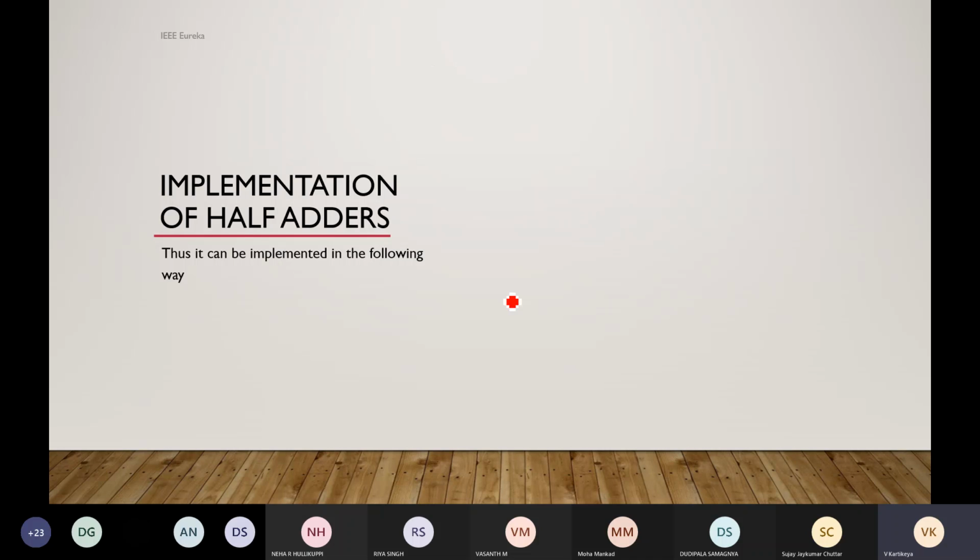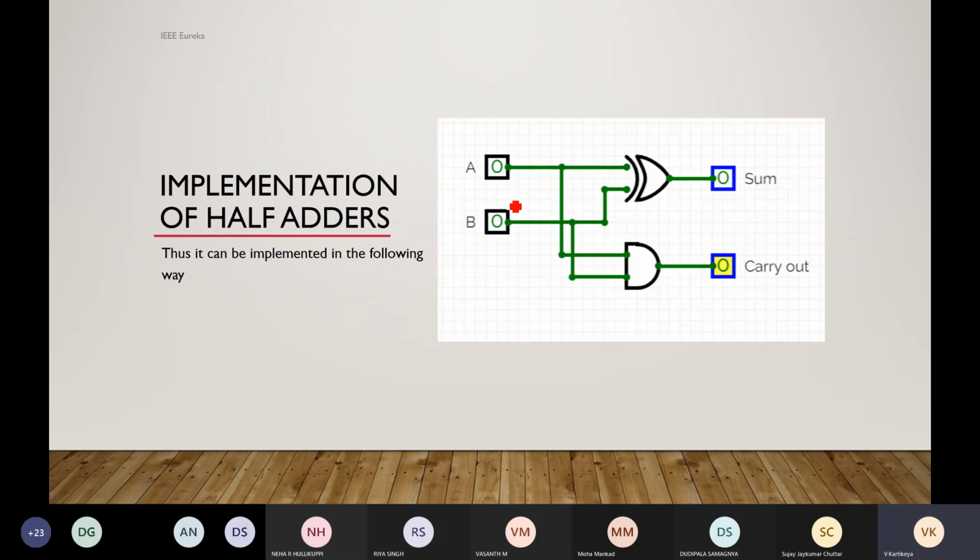Now, as I said, luckily I don't have the circuit working, but this is how it comes out. You take two inputs and you take two outputs, XOR them, that will be the sum, and AND them, that will be your carry out.